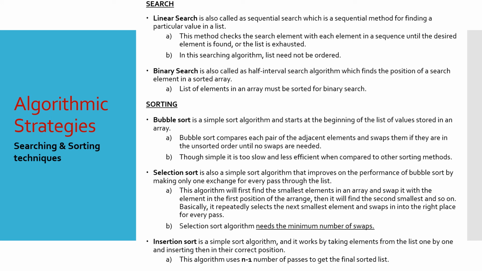Then the insertion sort is also simple, but it uses mathematical logic. It uses n minus 1 passes to get the final sorted list, because it takes a value and then inserts it in the right place. It does an insert operation, and hence it is called insertion sort. As I said, it uses n minus 1 passes to get the final sorted list. So compared to bubble sort, both sorts are quite a bit faster.